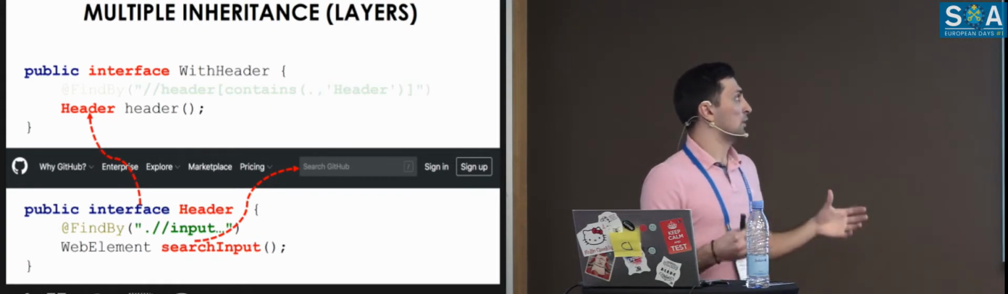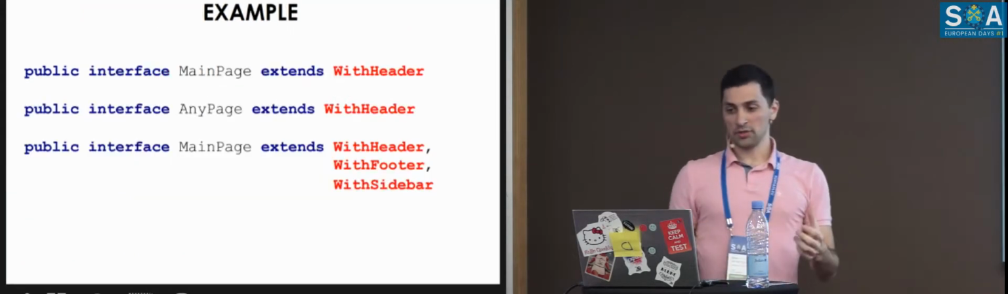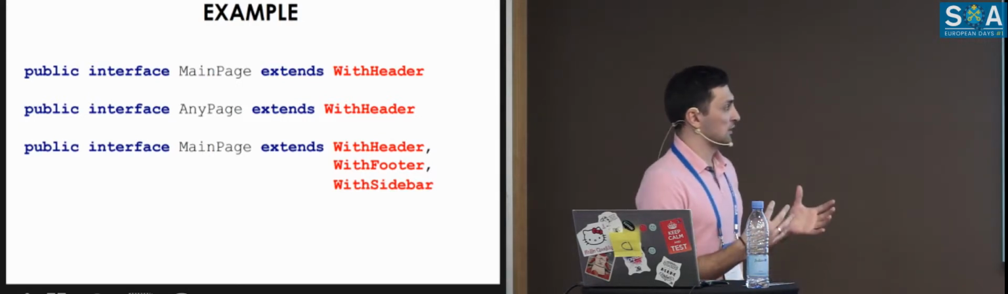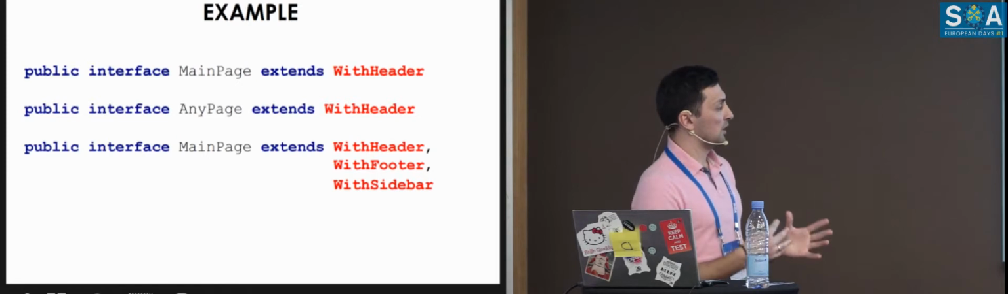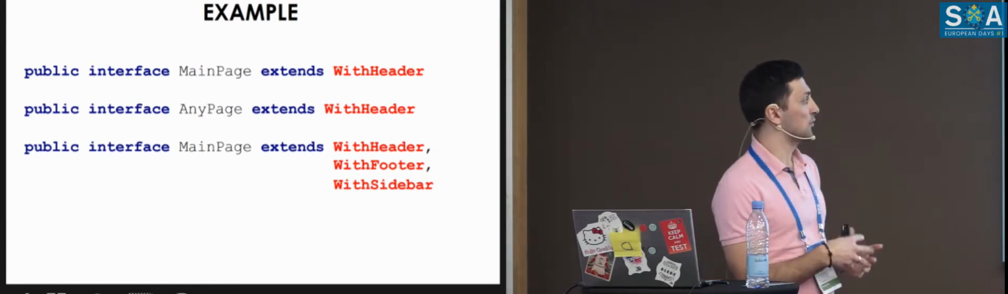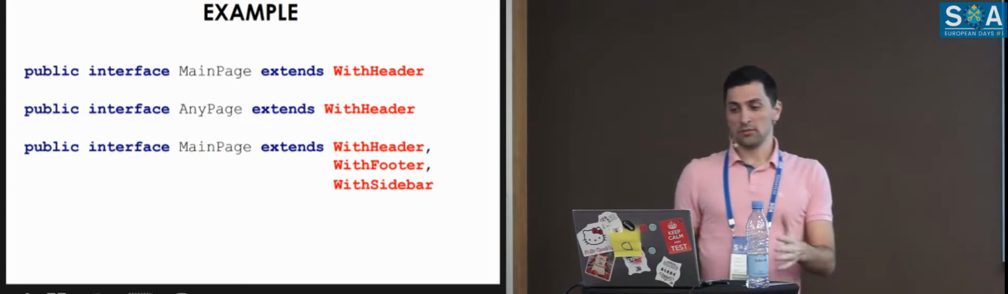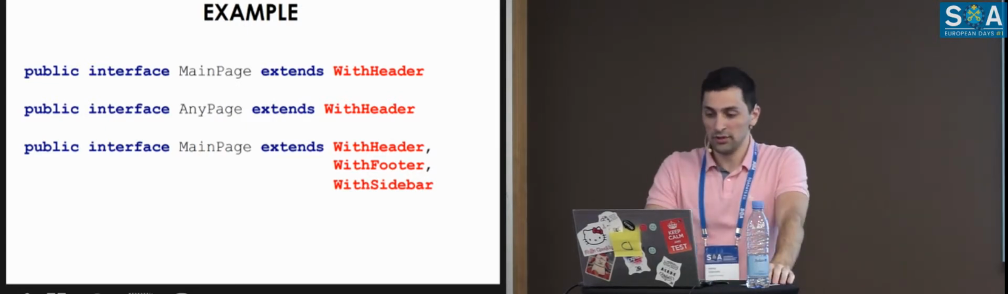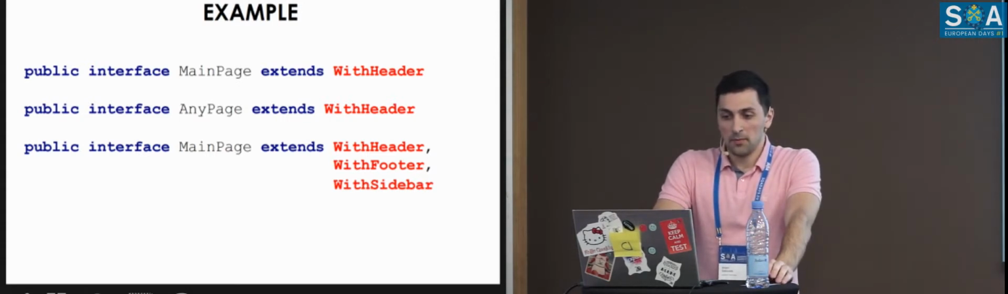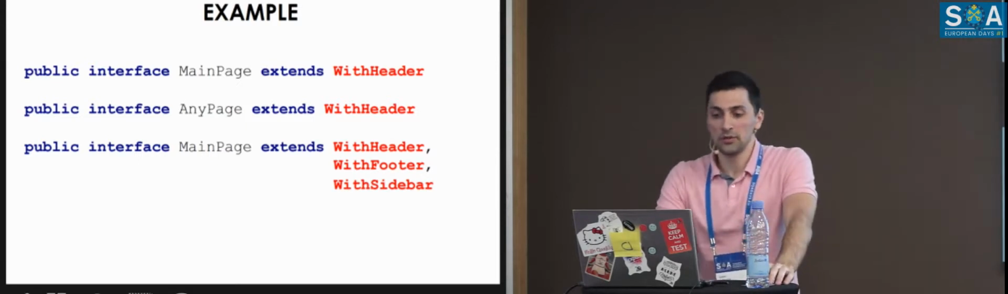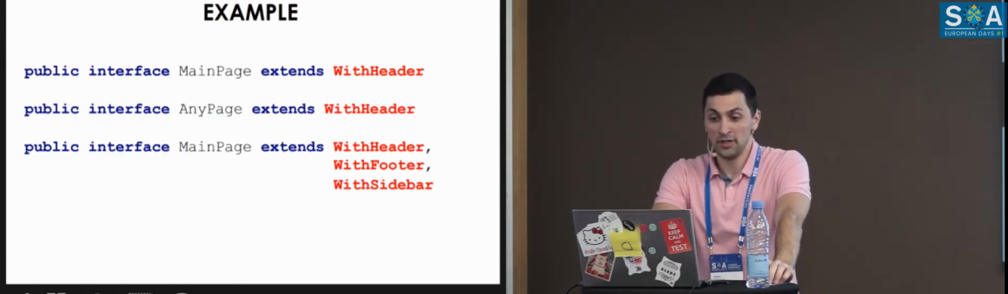For example, if my main page uses header, I set it. If any page uses my header, I set it, but you can combine different layers. For example, header, footer, sidebar, and if you want, you can set them to your page. If you don't want, you don't do it. And by this way, we use multiple inheritance, and also we can use multiple inheritance for elements.